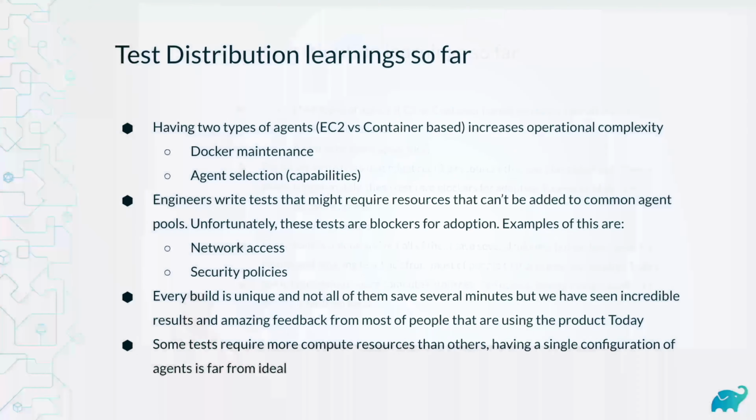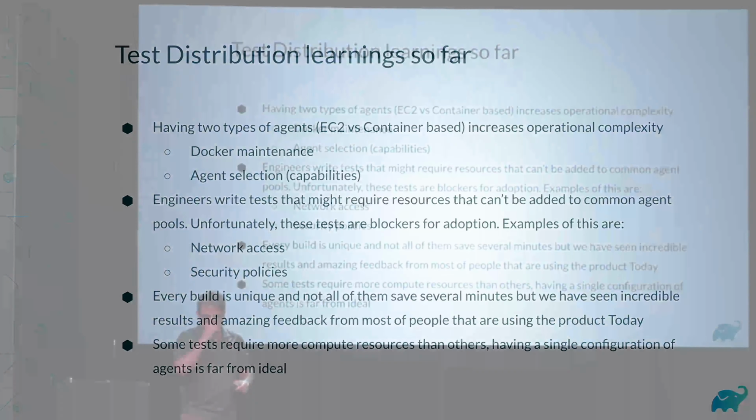Agent selection can be hard, because now you need to ask the person, hey, do you need Docker or not? Do you need this type of machine or not? We want to make those decisions for the engineers, but we don't know what they're doing in their tests. So the simpler, the better. We also learned that when you're writing tests, you might be talking to external services, or you might need specific security policies to encrypt and decrypt a secret. So you need these capabilities so that your application is the only one that can have them. This doesn't fit into a common agent pool.